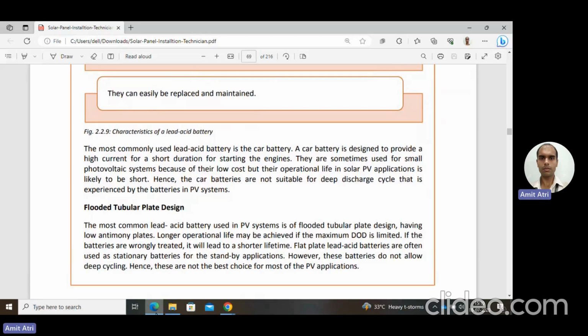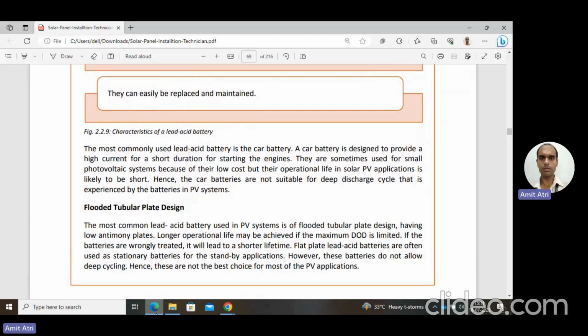Another one is the flooded tubular plate design. The most common lead acid battery used in PV systems is of this flooded tubular plate design. It has low antimony plates. If the DOD, depth of discharge, is maintained and limited, then lifespan becomes larger. Otherwise, if the maintenance conditions are not good, then life will correspondingly reduce. Flat plate lead acid batteries are often used as stationary batteries for standby applications.